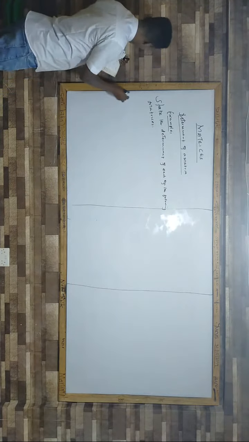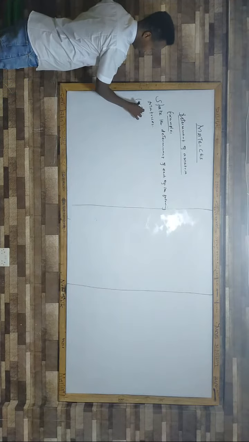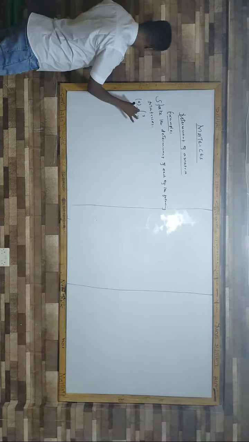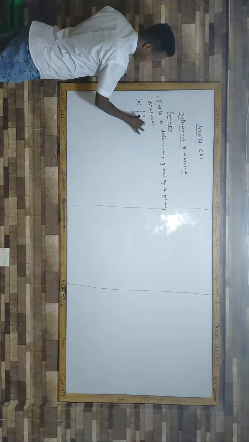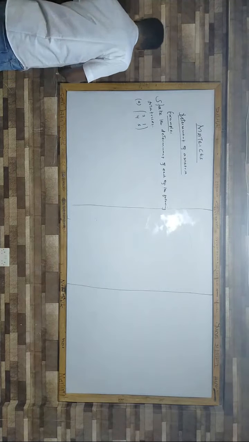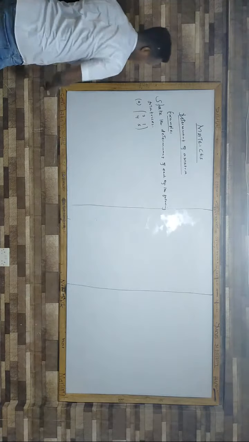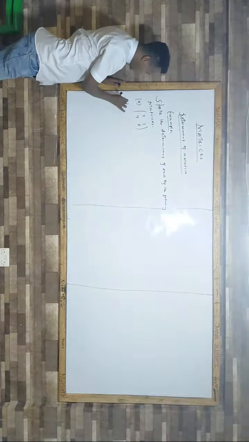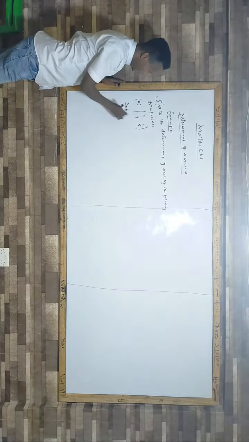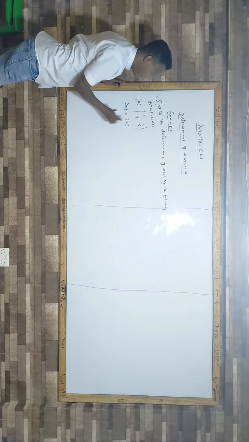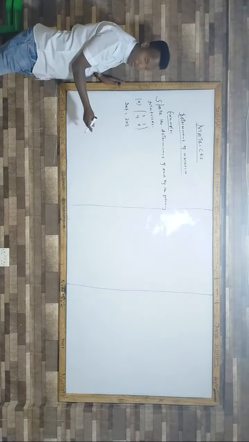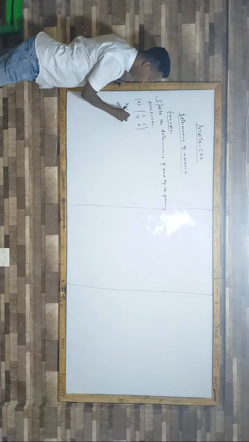So we have this one. We have 2, 4, then 1, 5. Then if I want to get the determinant of this matrix, the determinant is equal to 2 times 5, or even you can say 5 times 2. Okay, start with this one.